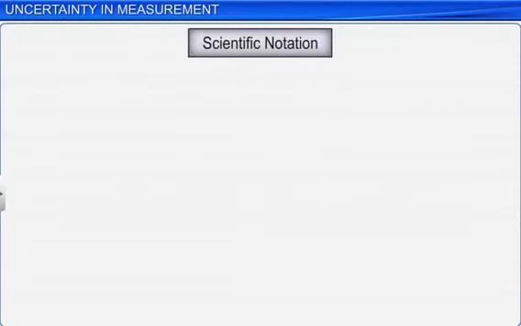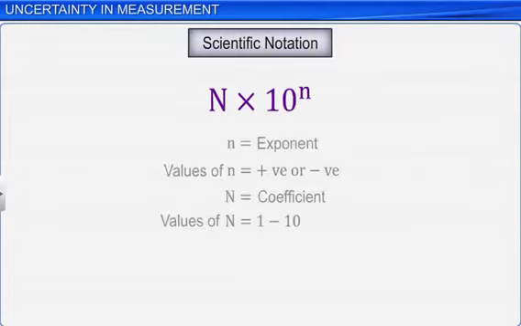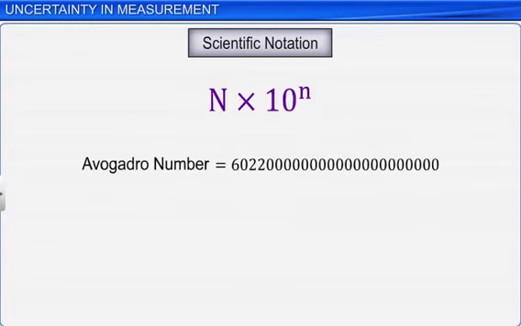In scientific notation, any number can be represented as N multiplied by 10 to the power of n, where lowercase n is an exponent having positive or negative values, and uppercase N is a coefficient that can vary between 1 and 10. Thus, we can write Avogadro number in the exponential form as 6.022 multiplied by 10 raised to the power of 23.